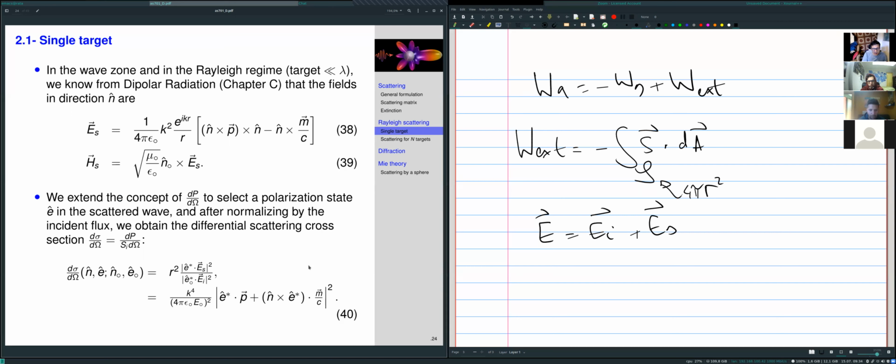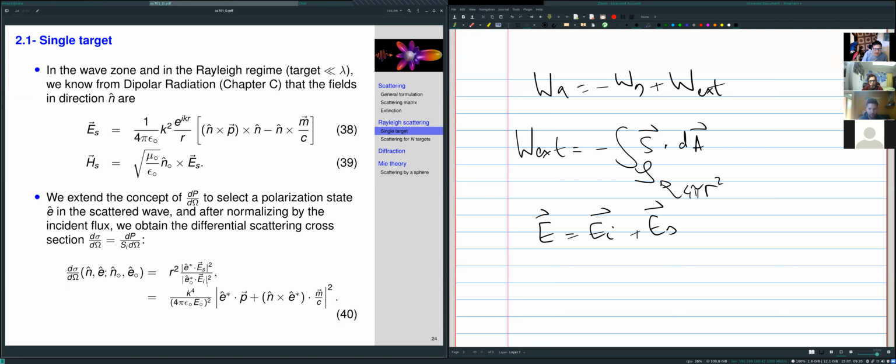I know that it's becoming ever more complex. But this is Rayleigh scattering in its full details. And it depends, of course, on the polarization of the incident radiation, and the power emitted in some direction also is polarized, so we can select different polarization states.